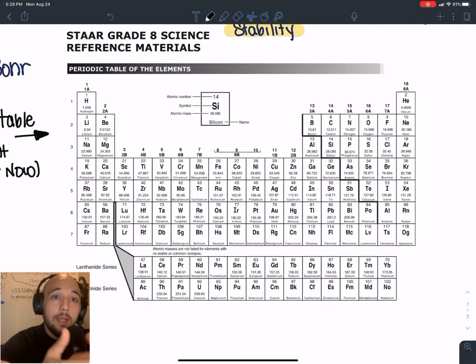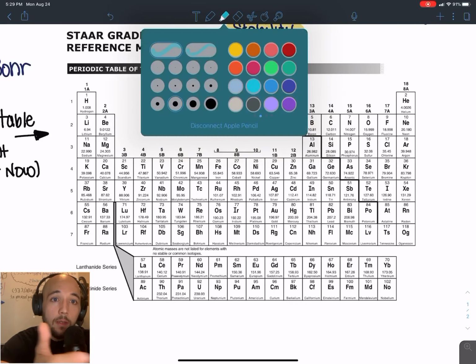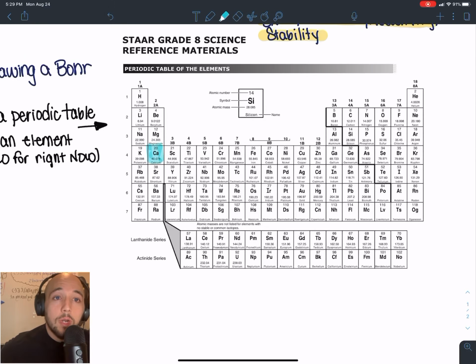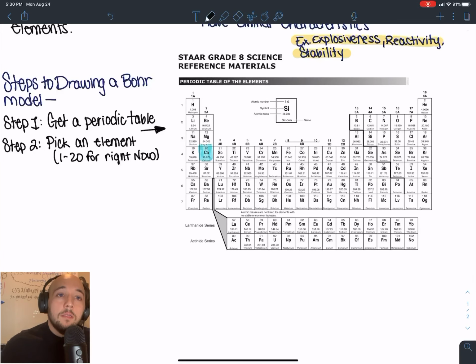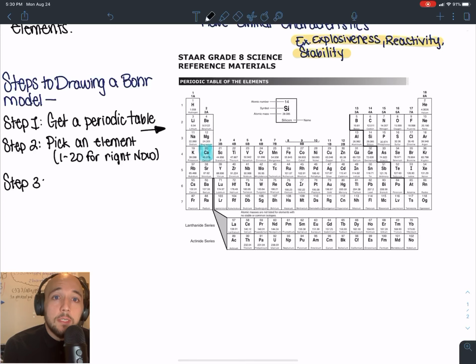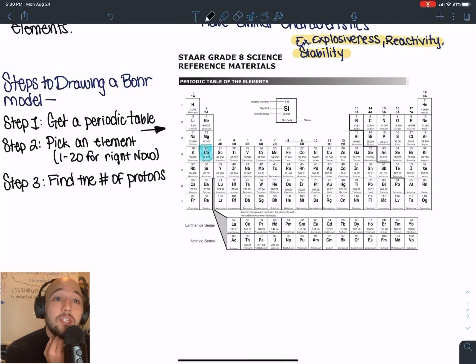So we're going to pick an element, and because Mr. Rodriguez likes a challenge, we're going to pick the last one on there, which is number 20. And we're going to get highlighted blue, or whatever blue that is. So again, we're going to do calcium. Next up, we have the next step, which is step 3. And step 3 is going to be to find the number of protons and electrons for that element.